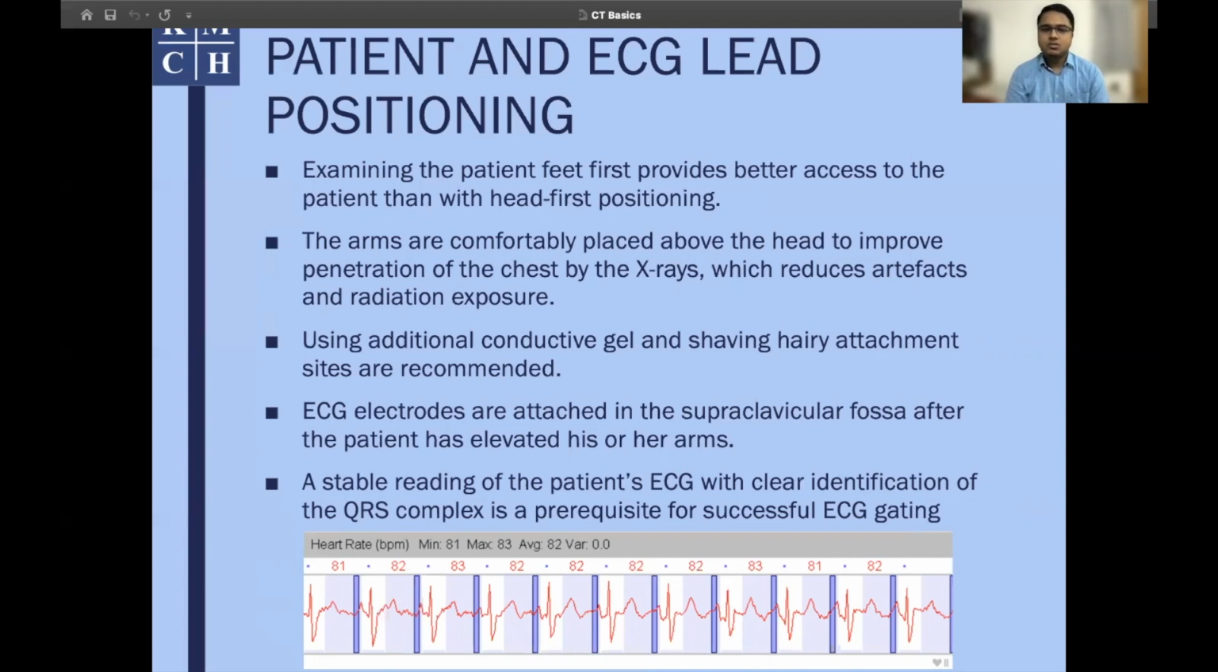And ECG electrodes are attached in the supraclavicular fossa and below the level of the diaphragm so that it doesn't interfere within the FOV of the heart. And a stable reading of the patient's ECG with clear identification of the R wave is a prerequisite for successful ECG gating. As you can see here, we have a stable heart rate, the QRS complex is well defined, and this will give you a very good ECG gating.